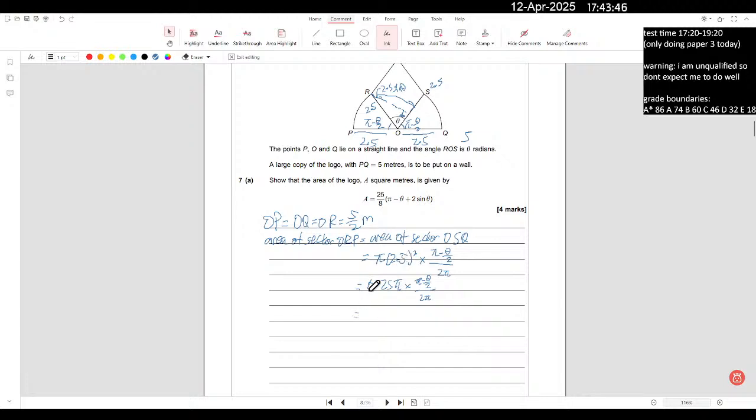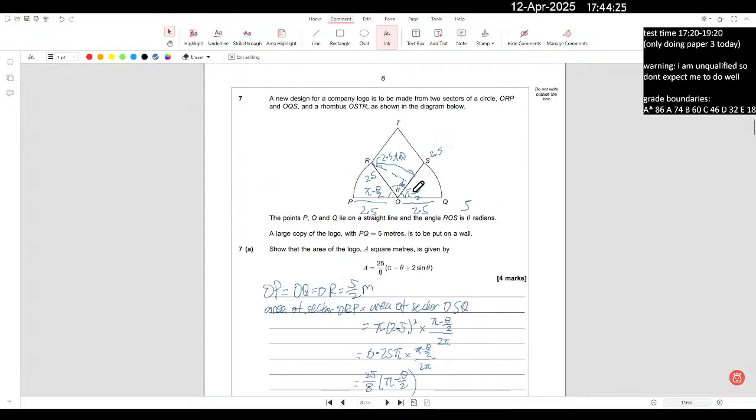Ah, well, we could just cancel this. What's 6.25 divided by 2 anyway? Or 25 over 8. Well, we have our 25 over 8 from that question already. 25 over 8. Wait, I think I made a mistake here. Did I?